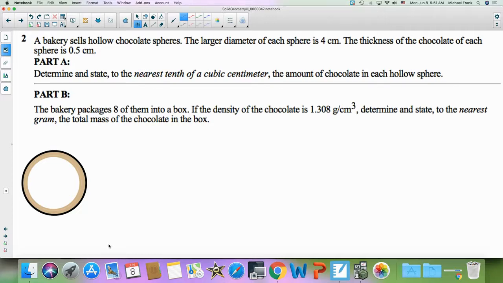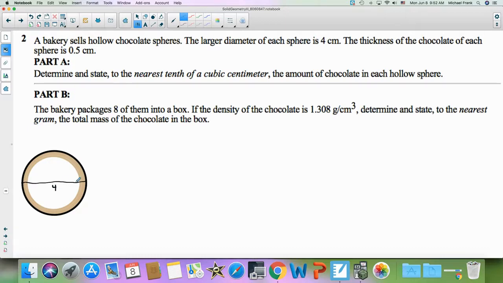Well, let's start with part A, just finding this somewhat more complicated volume of the chocolate. Well, I drew this little diagram just so you can get an idea here. So really what they're saying is that we have a diameter of 4, the larger, right? So that means if we put a line right across here, that's going to be 4.